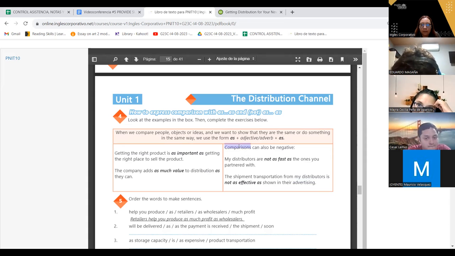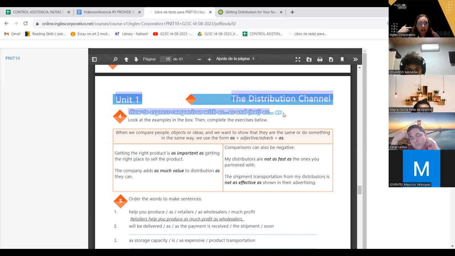So this word is comparison. Comparison is another one. This one is comparison. Pronunciation, all right? Other than that, very good. Remember, as plus adjective plus as is to show that something is equal to the other, so they are similar. And then not as plus adjective plus as is to demonstrate the opposite, that something is not equal or not the same as the other, right?